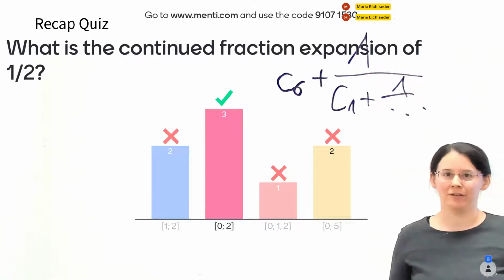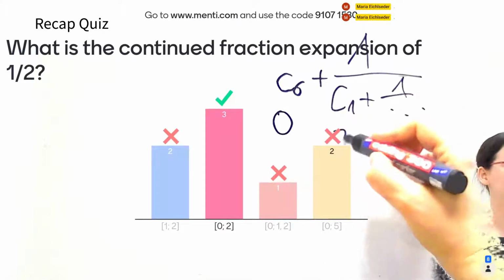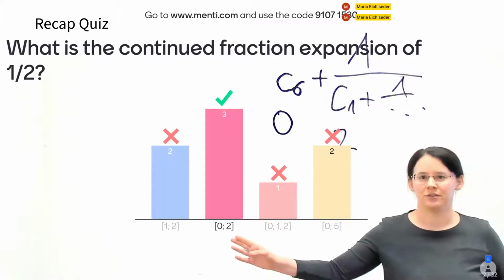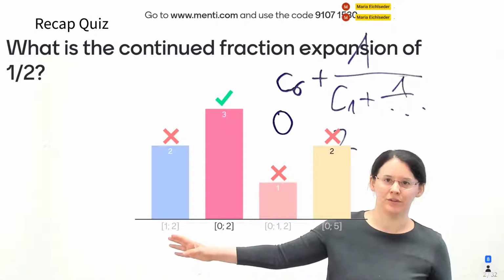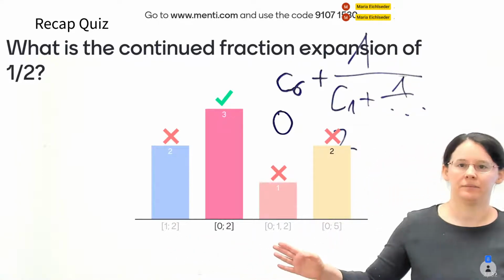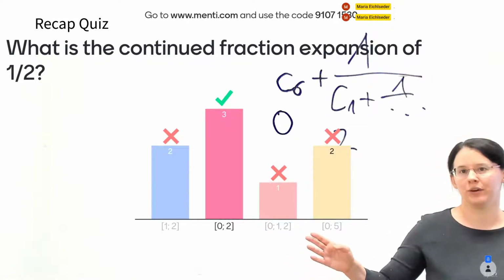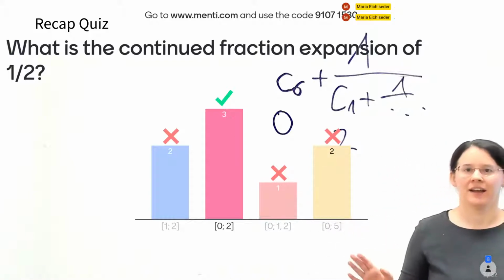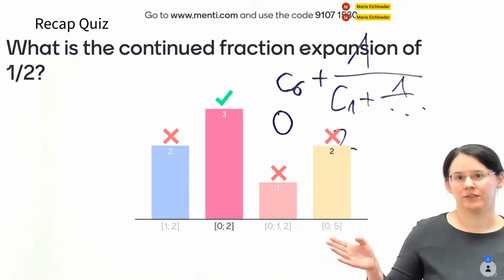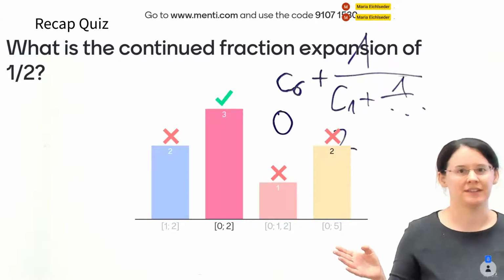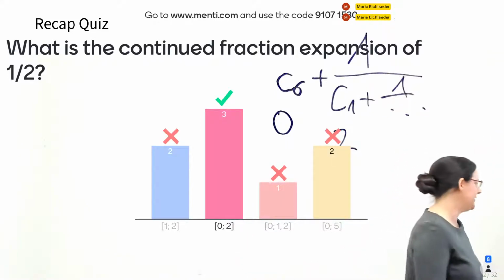So in the case of 1/2, we can write this as 0 plus 1 divided by 2. So this is why 0,2 is the correct answer. This one here would be 3/2 because it's 1 plus 1/2. This one is 0 plus 1 divided by this one here. And the 0,5 here would be 0.2 or 1/5 because the c1 here would be 5. Okay, so that's the correct expansion here.